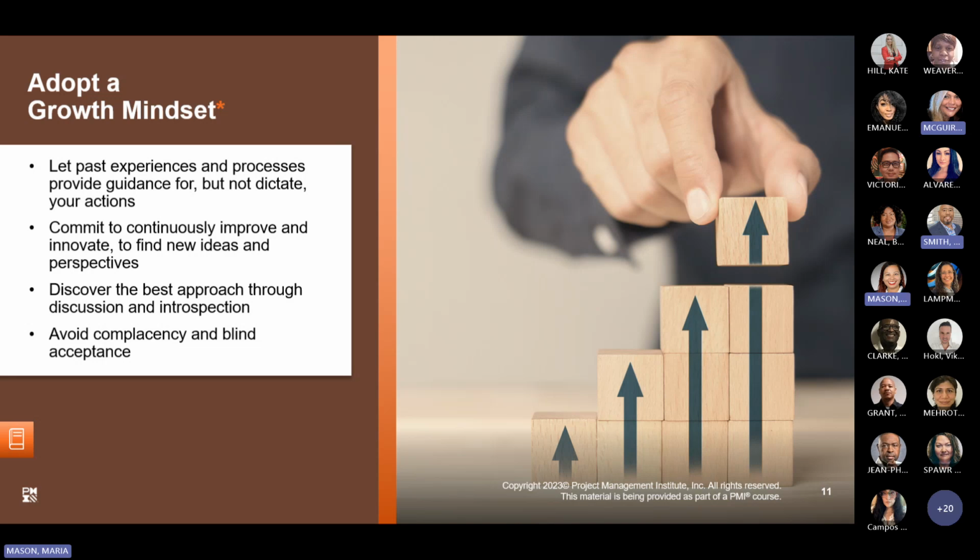You want to think about introspection, right? You want to examine your own mental and emotional state and think about how you can adopt a growth mindset on a project to take it to the next level. That means challenge things as they come up, right? Don't just say, oh, this is the way it should be, or this is how it's always been done. You want to make sure you're working to continuously improve and innovate. It's very important, and it's easy to become complacent and get stuck.